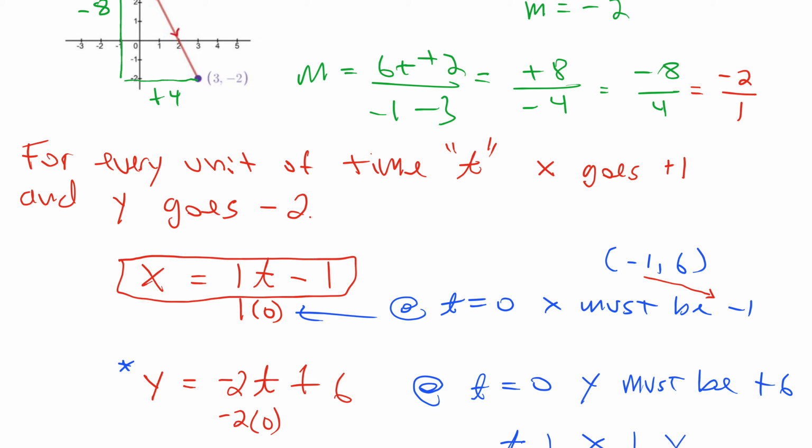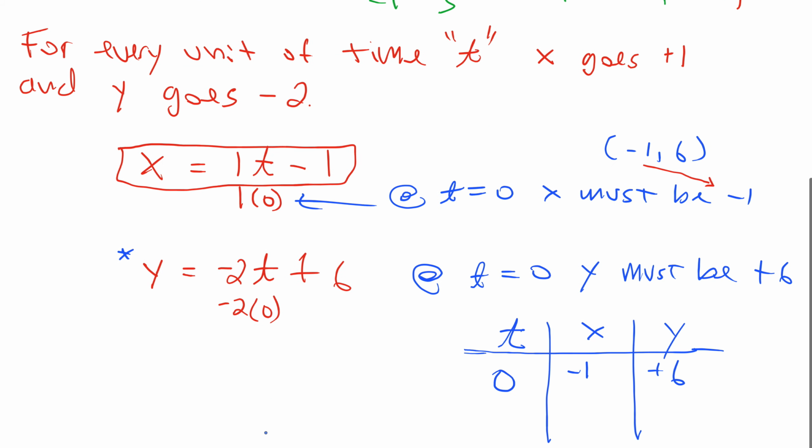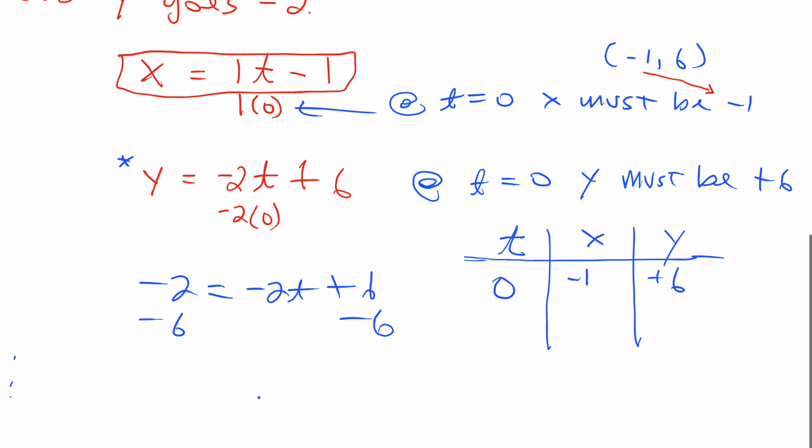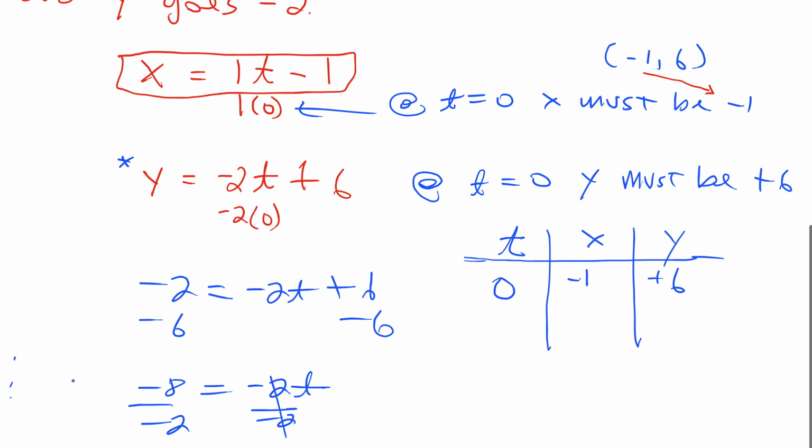At what time t? Or you could do what you just did, by the way. I like that. Plug in negative 2: negative 2 equals negative 2 times t plus 6. Minus 6, minus 6. Negative 8 equals negative 2t. Divided by negative 2, t equals 4.